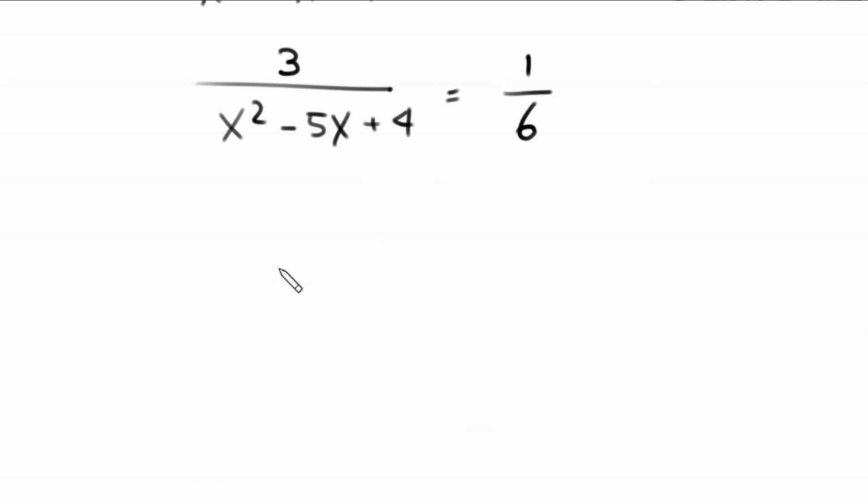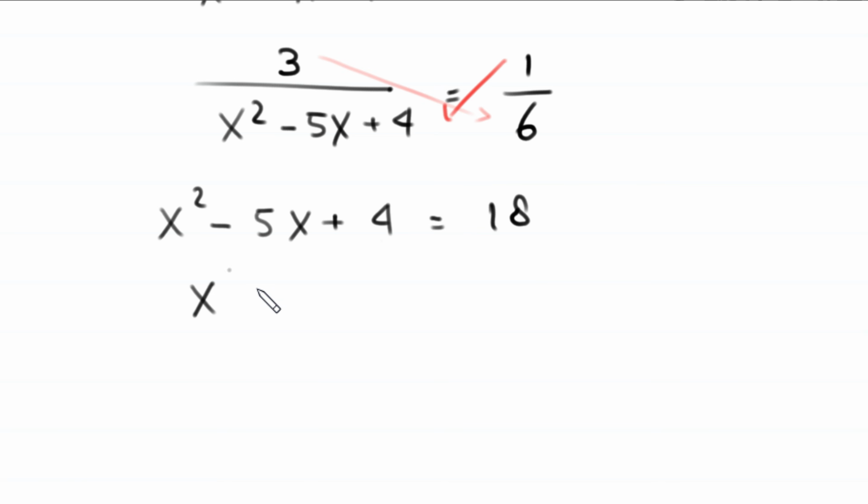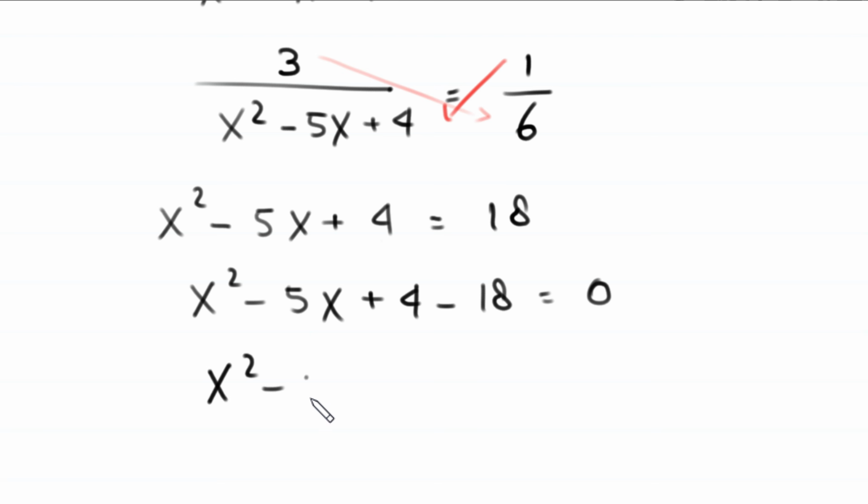Now we use the cross multiplication. We multiply this 1 by this expression and we multiply this 3 by this 6. So 1 times this expression x squared minus 5 times x plus 4 equal to 3 times 6 is 18. Move this 18 to the left hand side. This will become x squared minus 5 times x plus 4 minus 18 equal to 0. Further simplify, this will become x squared minus 5 times x minus 14 equal to 0.